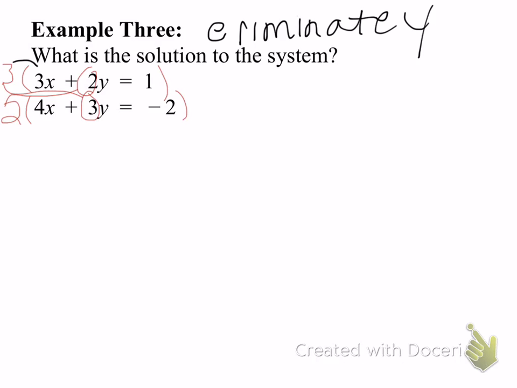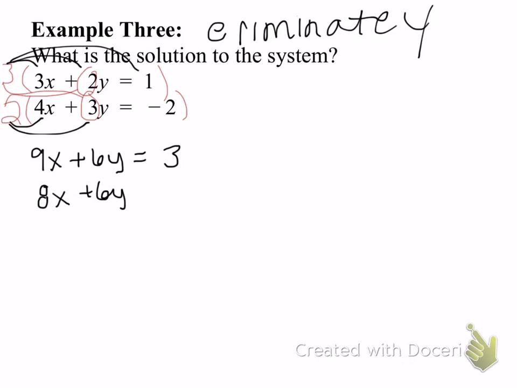3 times 3 gives you your 9x. 3 times 2y gives you your plus 6y. 3 times 1 gets you equals 3. Same thing with the second one. We got 2 times 4. That gives you your 8x. 2 times 3y gets you your plus 6y. And 2 times negative 2 gets you negative 4.